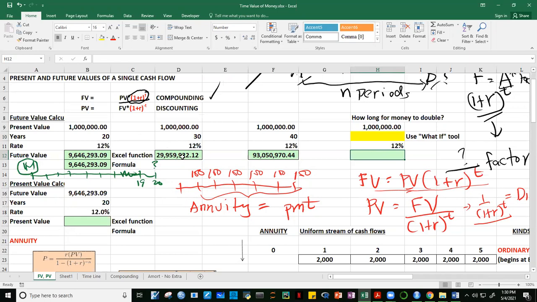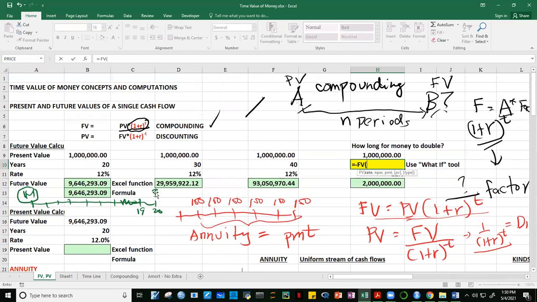Okay, so let's first use the formula, no? Gusto natin maging 2 million. So we want the money to double, 2 million. Okay. So how do you compute for the future value? So it's equal to negative FV. Ang rate natin is 12%. What's our nper, guys? Yun ang hindi natin alam, di ba?